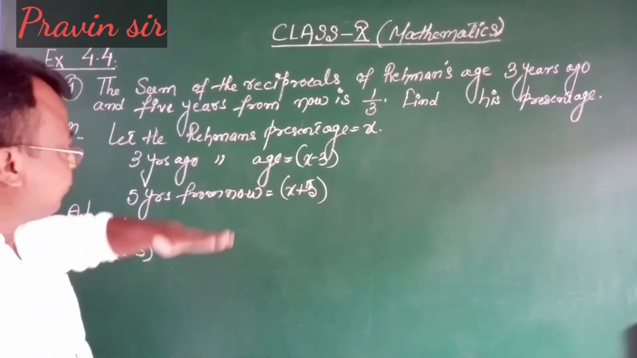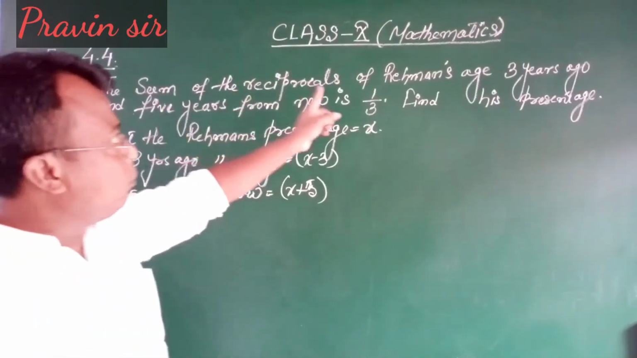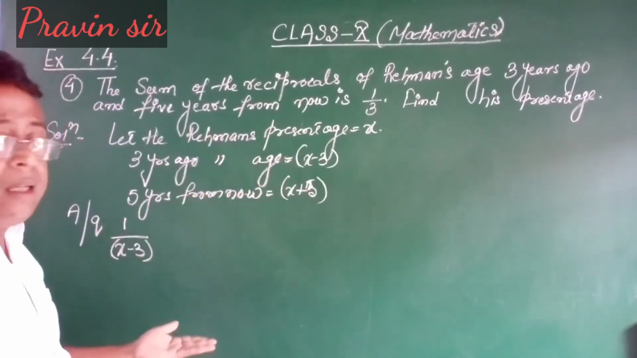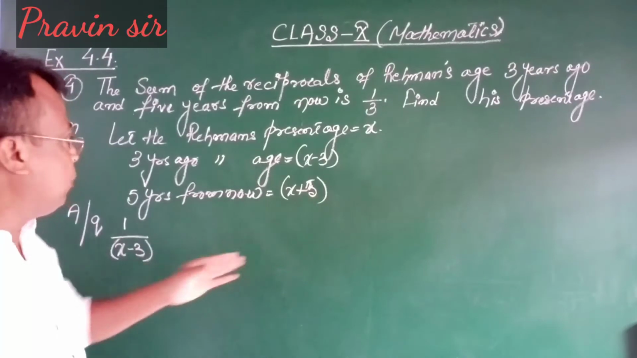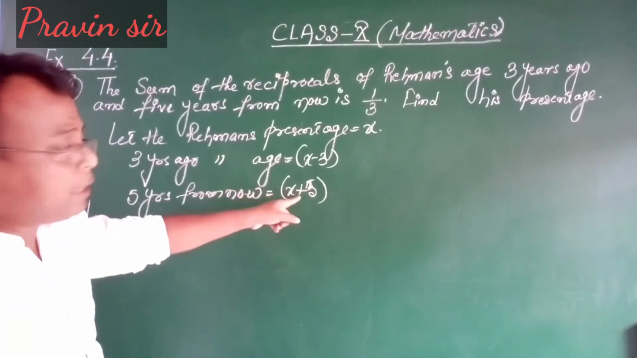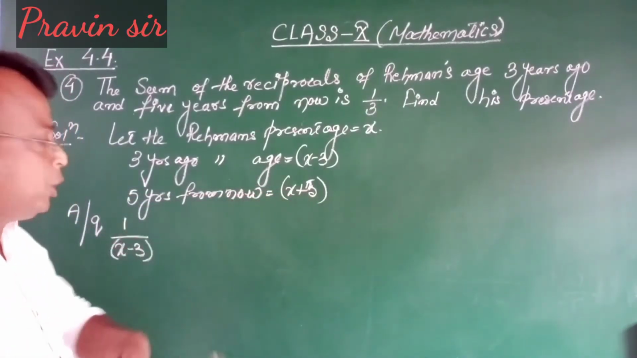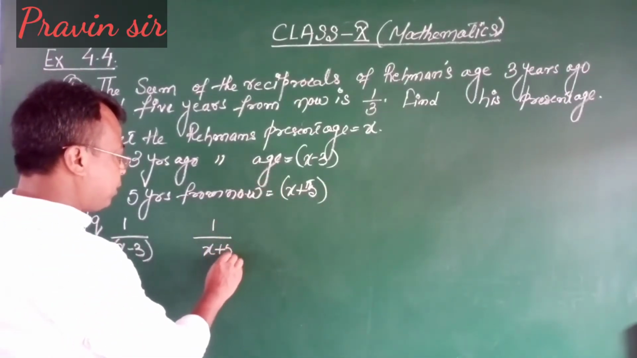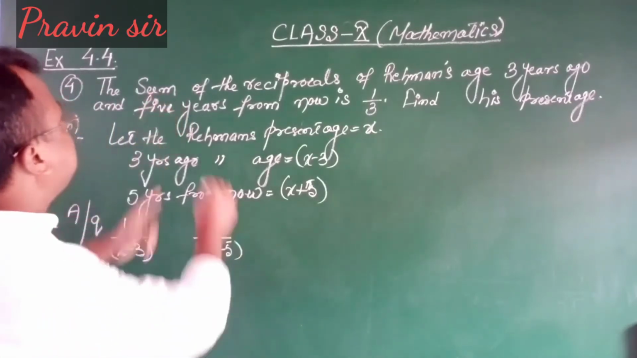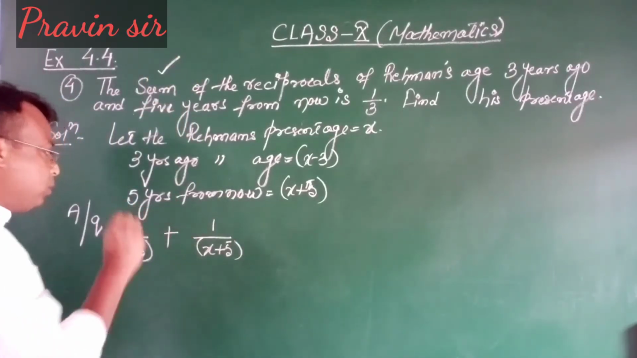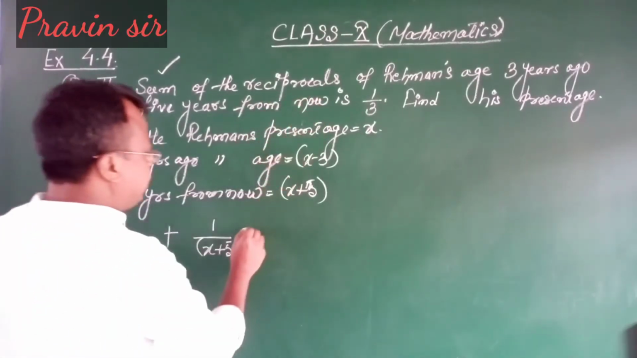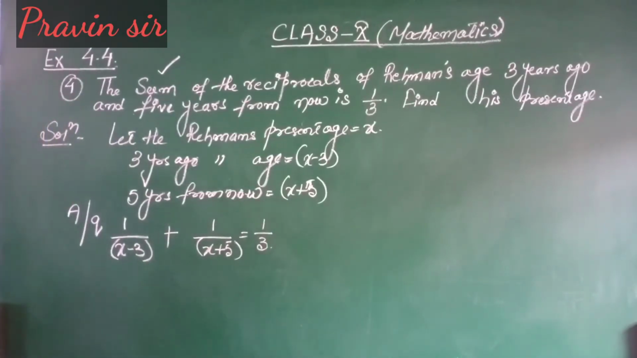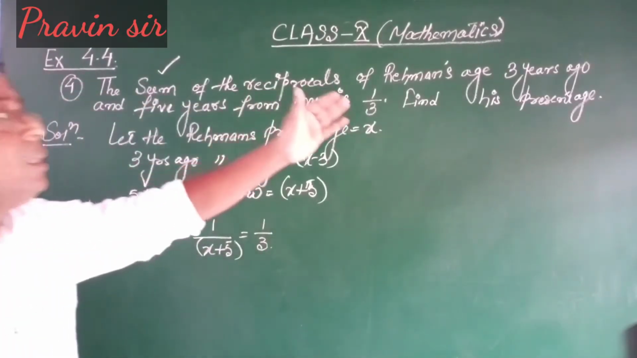Then, the sum of the reciprocals of Rahman's age 3 years ago and 5 years from now. Again I have to take the reciprocal of the age 5 years from now. What will be Rahman's age after 5 years? x plus 5. Now take the reciprocal, इसका उल्टा, so 1 by x plus 5. The sum means you have to add, and the answer is equal to 1 by 3. Now the question is to find the present age.